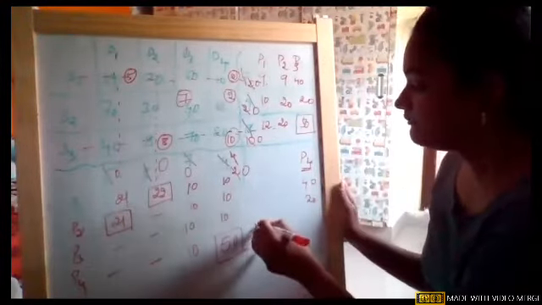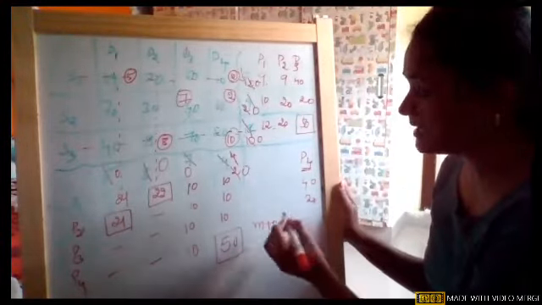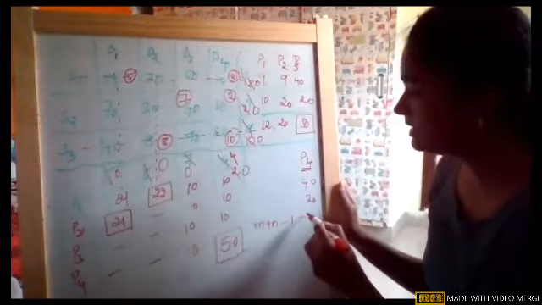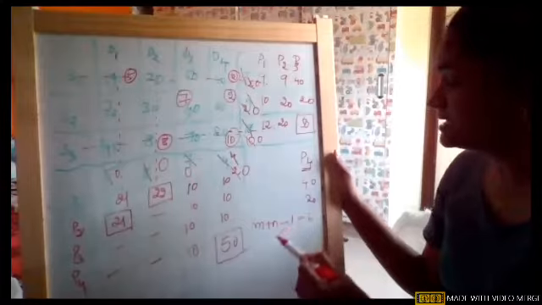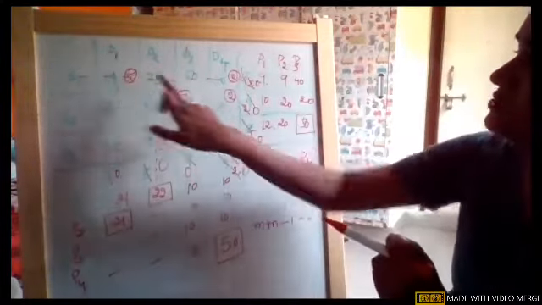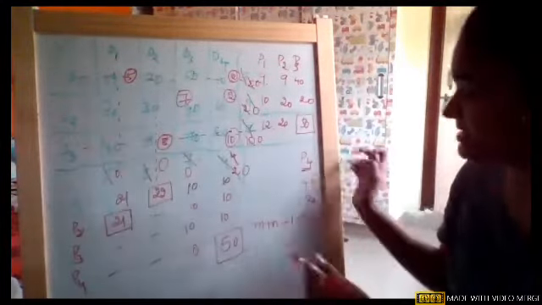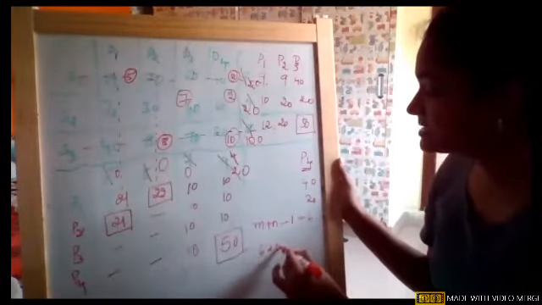Now we need to follow our principle, m plus n minus 1. So how many do we need to get? It is a 3 by 4 matrix, so we need to get 6 allocations. Do we have 6 allocations? 1, 2, 3, 4, 5, 6. Yes, there are 6 allocations.